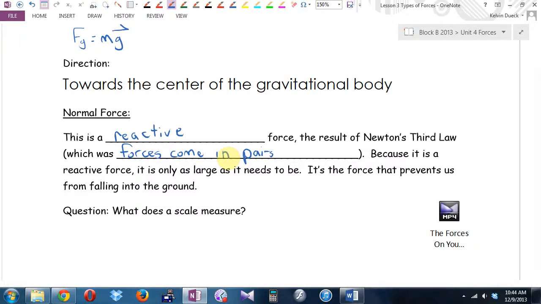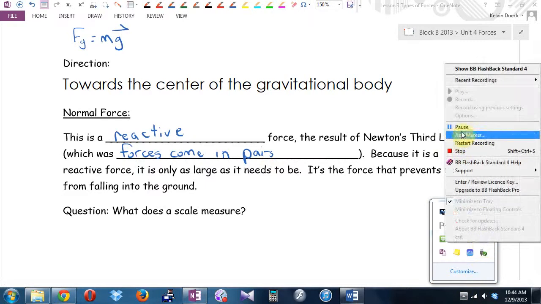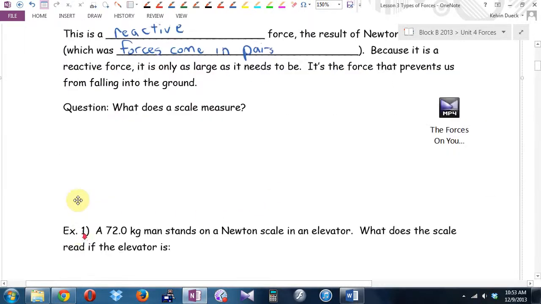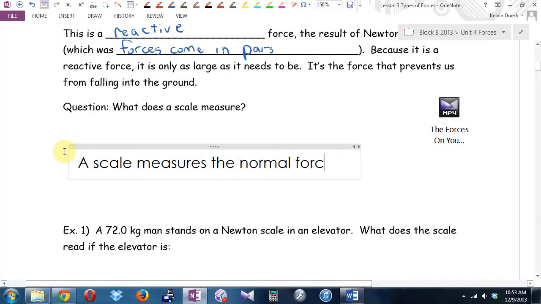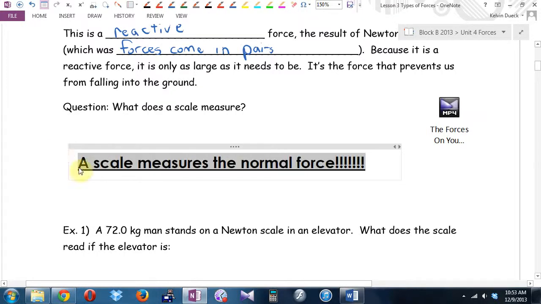What is the normal force? It's the force that prevents us from falling into the ground. So, what does a scale measure? You know what? I'm going to bold and underline that. This is going to lead us into what we call elevator questions.